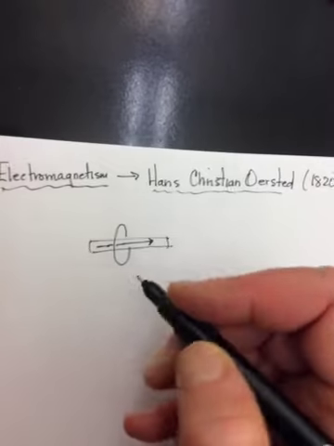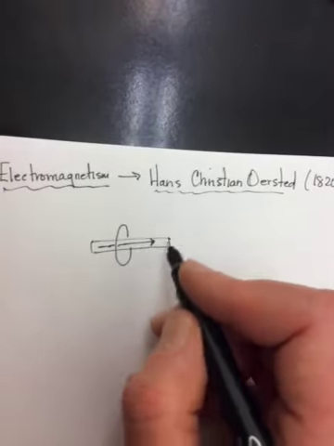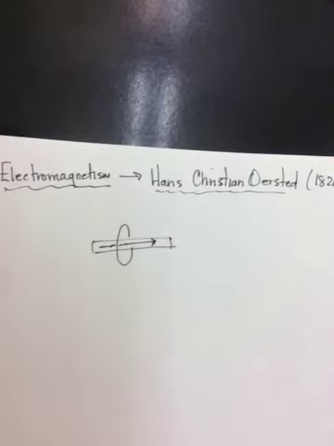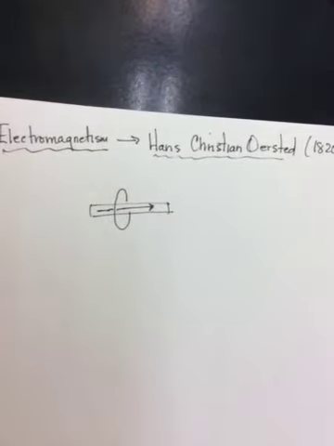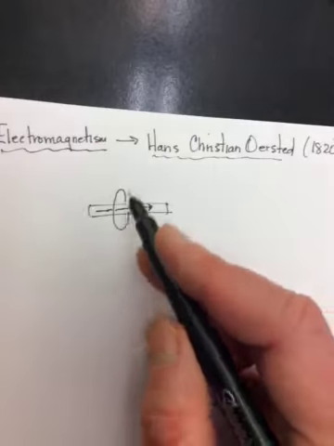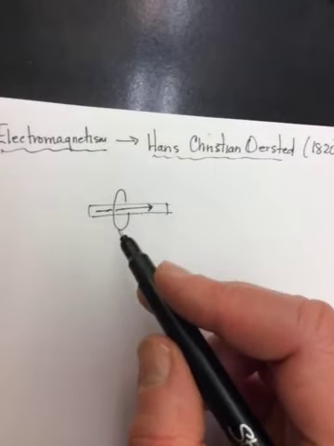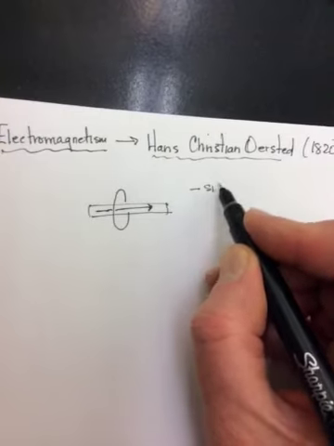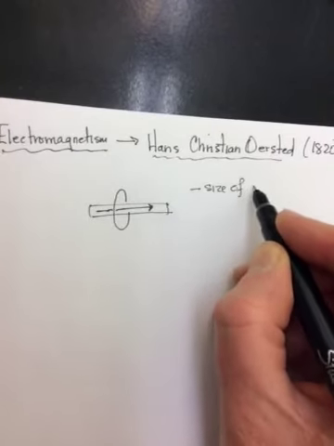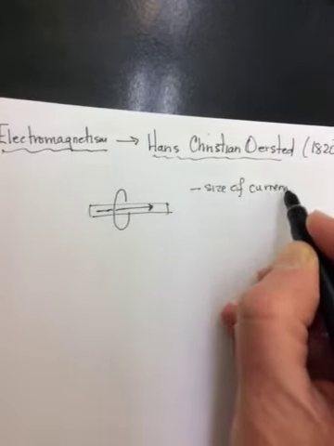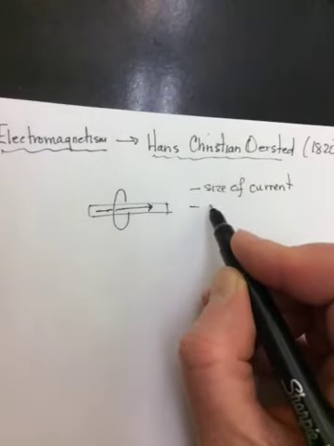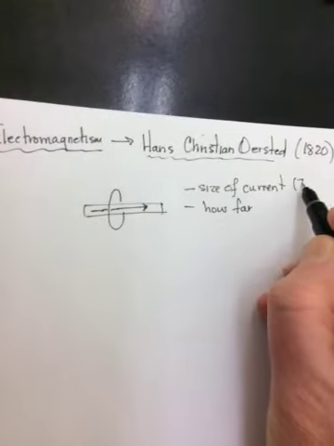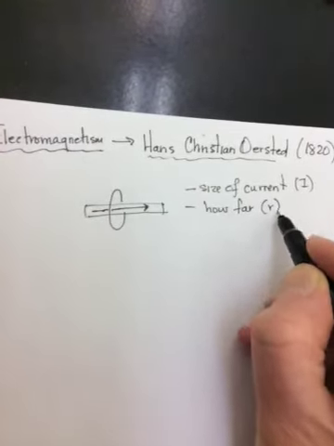Okay? And so the only explanation was that this wire, this current carrying wire, had set up a magnetic field around it. Okay? At the end of class, I asked you what were the factors that this magnetic field would depend on, and you told me the size of the current and how far away you were from the wire. And you were right. Size of the current is I, how far away is R.